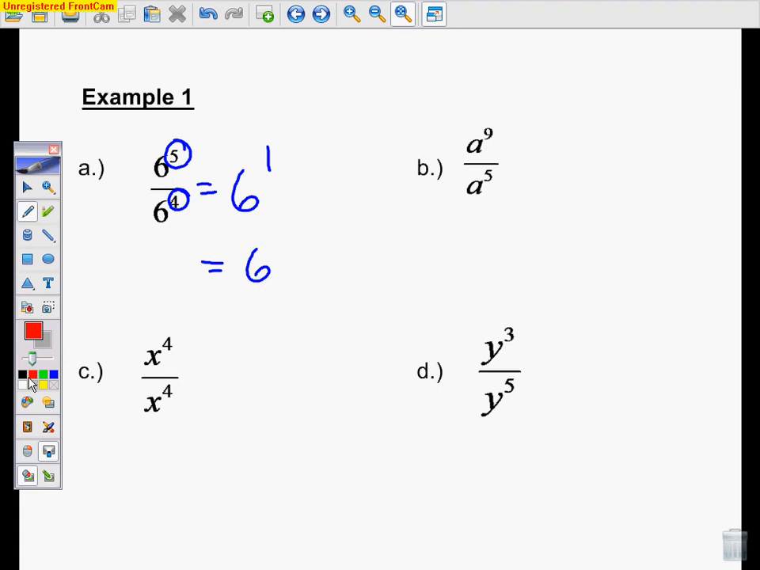Same thing with part B. These have the same base. Base is A. And then you subtract the exponents. 9 minus 5 is 4. Okay? Part C, same thing.